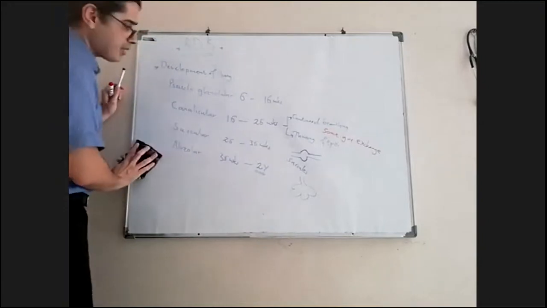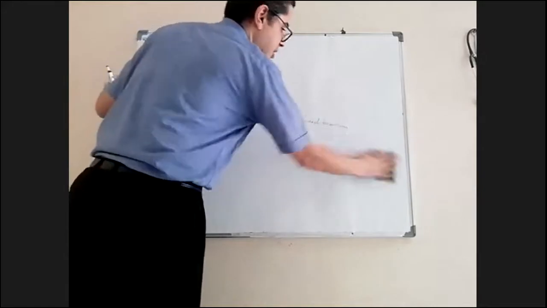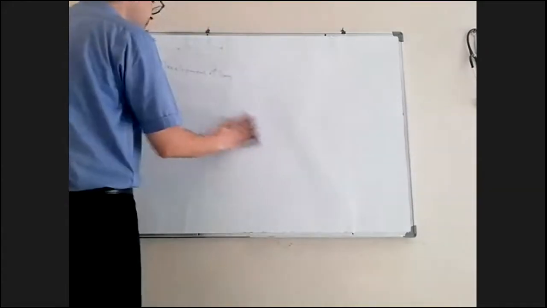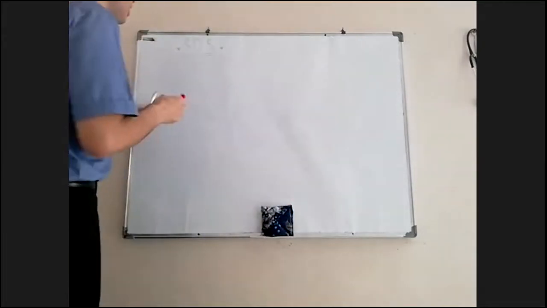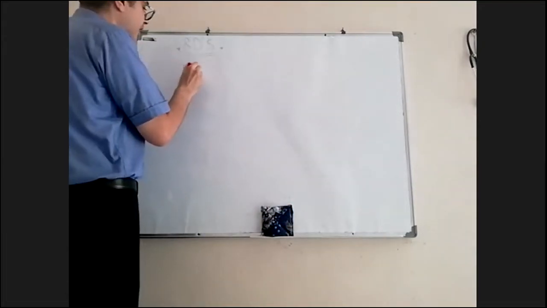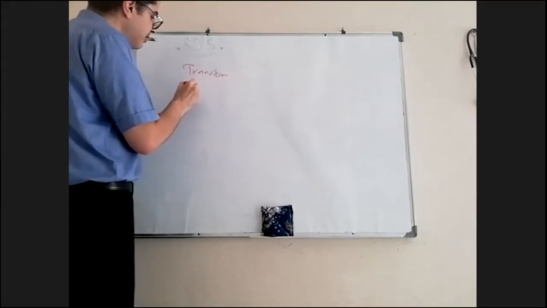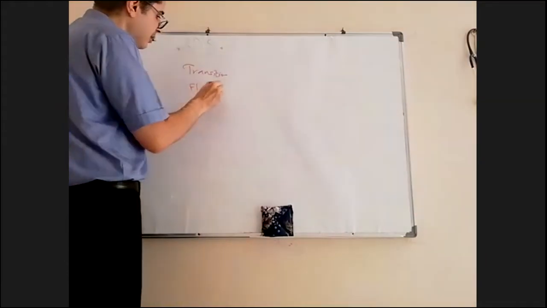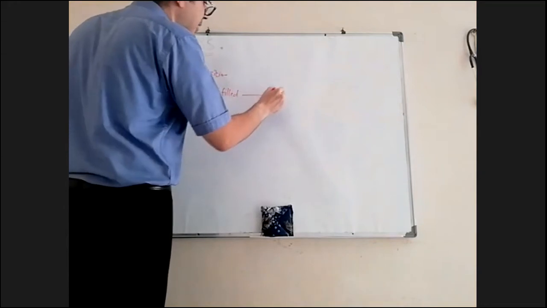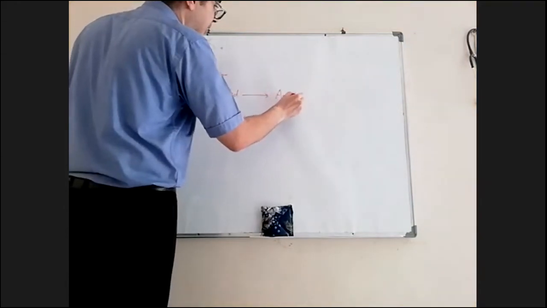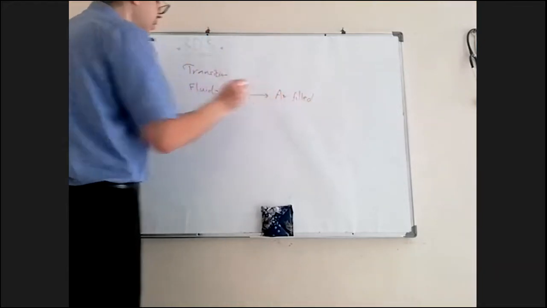So this is the development of the lung. Then we have the transition of the lung, from fluid filled, because the lung in the fetus is fluid filled. When the baby comes out, it becomes air filled.